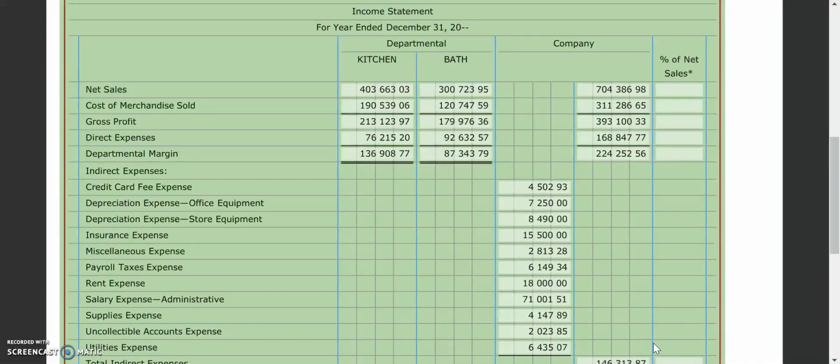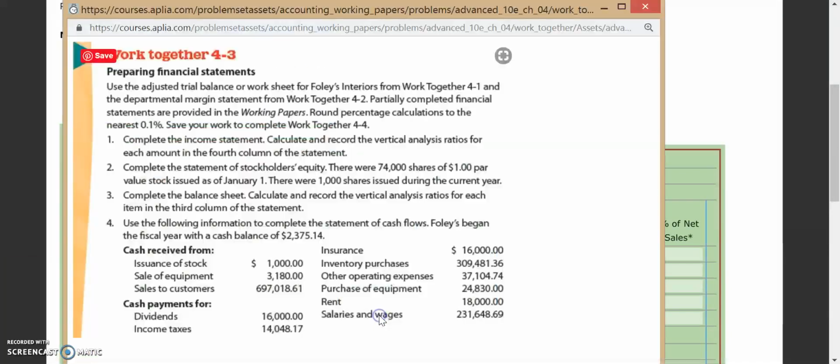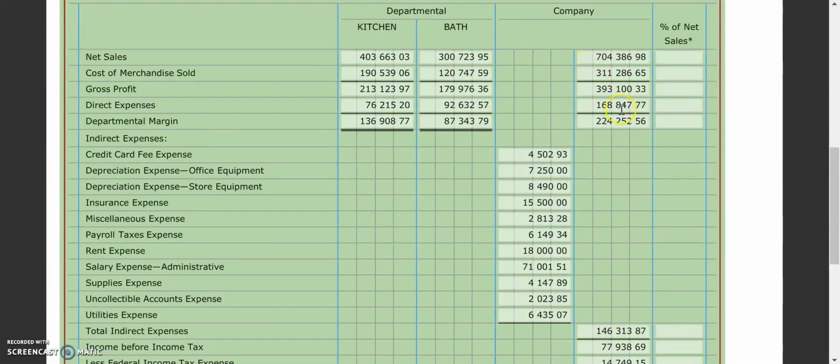Now, the last thing we need to do, if you look at our instructions again, let me grab those for us real quick, is to do a vertical analysis ratios for each of the amounts in the fourth column. We're only doing the fourth column. Remember that everything is based off of net sales. So net sales is going to be our 100%, 100.0. And then we simply are going to take each of these numbers in the fourth column and divide those by our net sales amount. Okay, so I'm just going to run down these percentages for you.